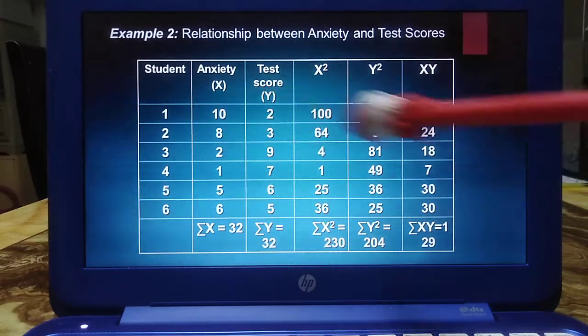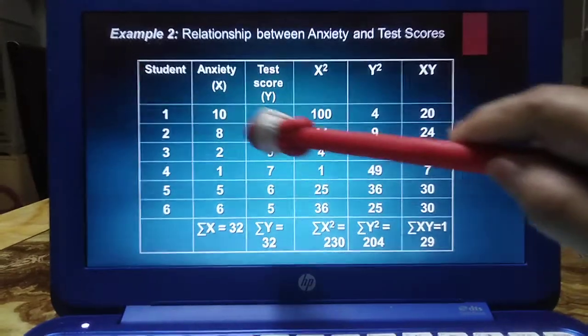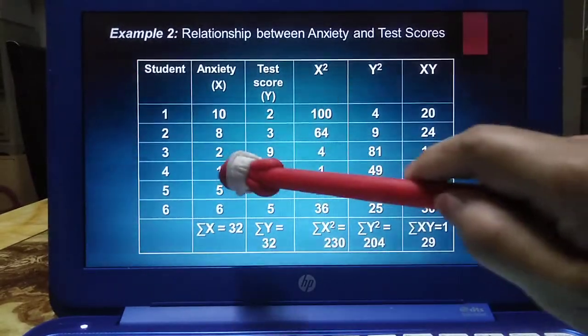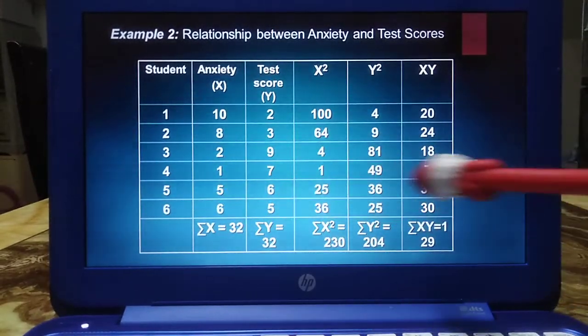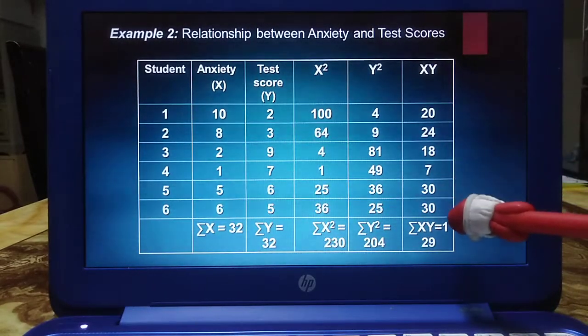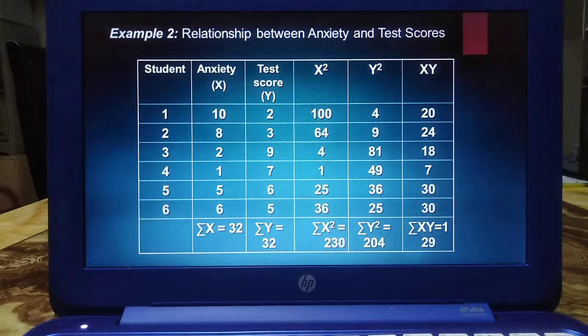10 times 2 is 20. 8 times 3 is 24. 2 times 9 is 18. 1 times 7 is 7. 5 times 6 is 30. 6 times 5 is 30. Adding all up, we get 129.